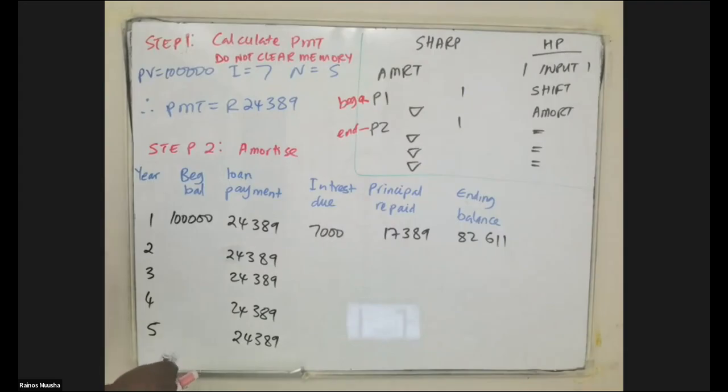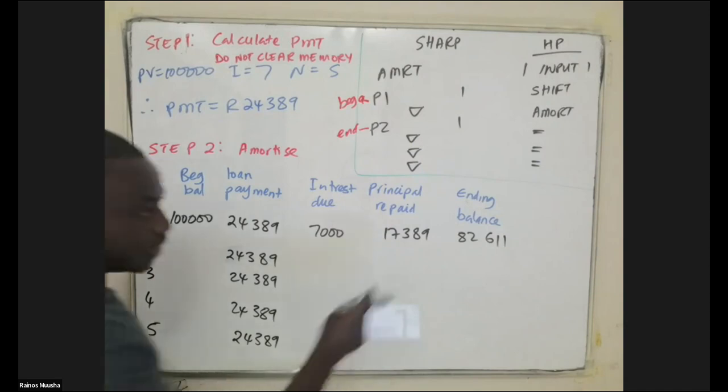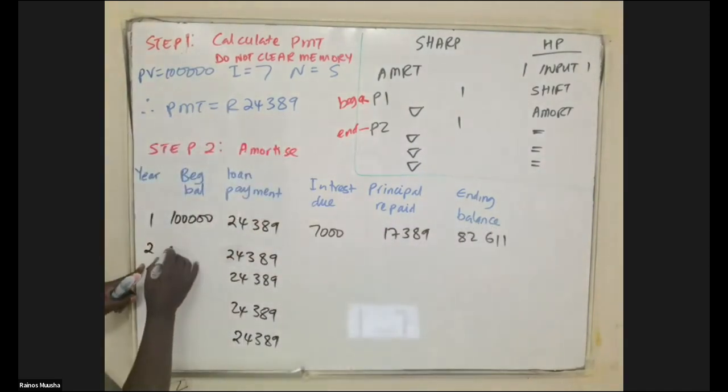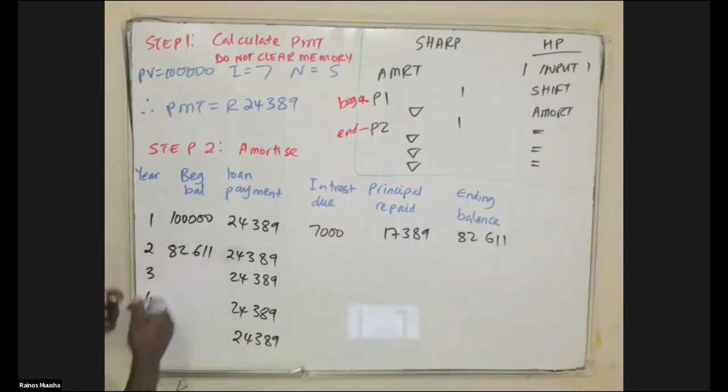Are we on the same page? Any questions? Anyone lost? The ending balance in year 1 becomes your opening balance for year 2. So your opening balance for year 2 is 82,611. Now, if you want to amortize for year 2, what are you going to do?